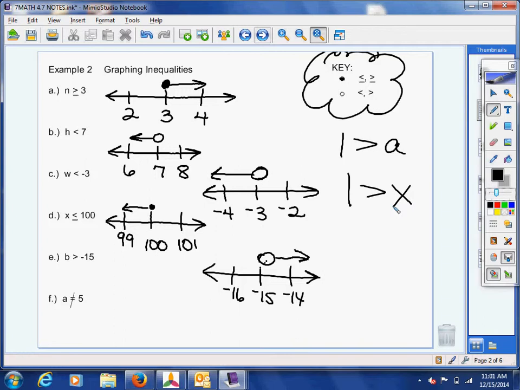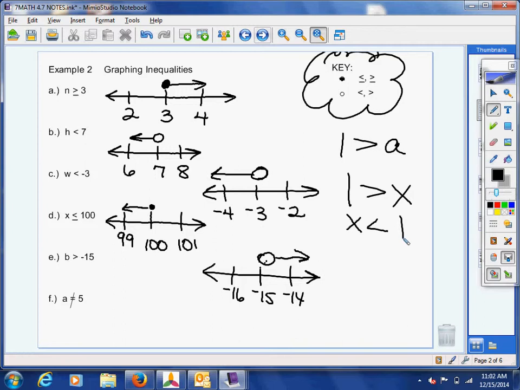I want you to flip your paper over and tell me what you see. X is less than 1. 1 is greater than X is the same thing as X is less than 1. So that's what we're literally doing. We're flipping the whole thing over. We want X on the left. We're flipping the sign over. We're moving the number over. And so if you're ever like, I don't like it in that order, I don't see it well in that order, you can always flip everything over.